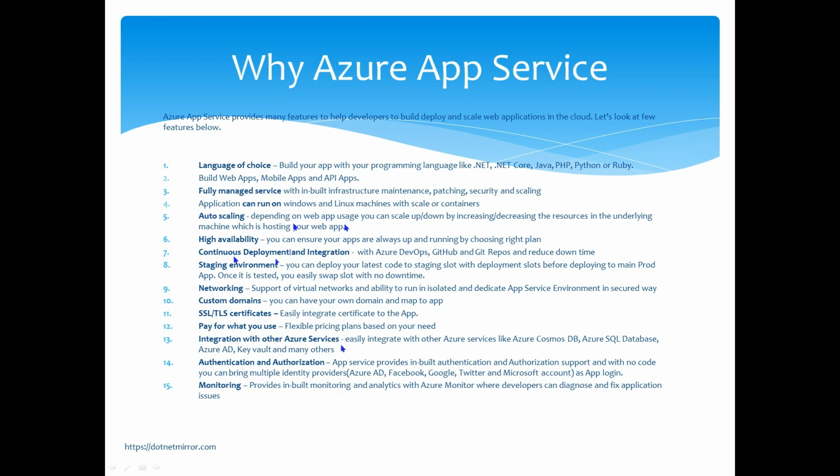Next one is authentication and authorization. Out of the box, App Service provides multiple identity providers like Azure AD, Facebook, Google, Twitter, and Microsoft account. And with a single click, you can easily configure these identity providers for authentication and authorization of your application.